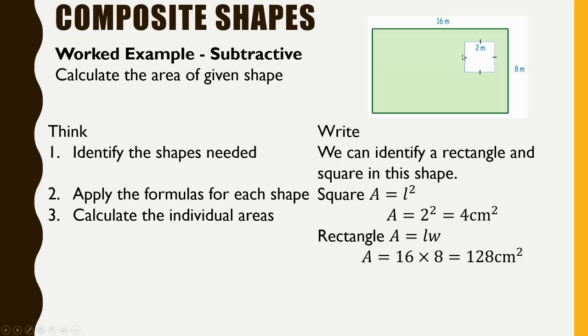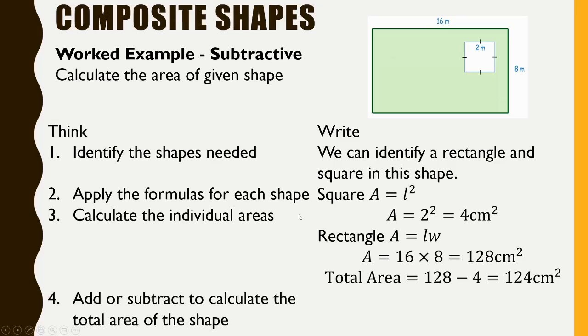And our rectangle is length times width. 16 times 8 is 128 centimeters squared. And then in this case, we're going to subtract the 2 numbers. So 128 minus that 4 centimeters squared, because we're taking it away, equals 124 centimeters squared.